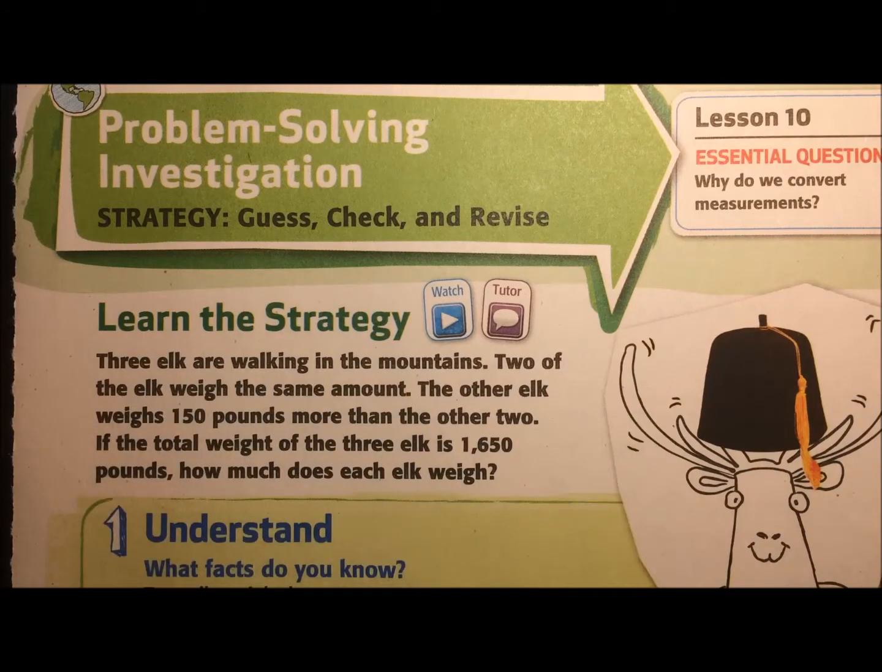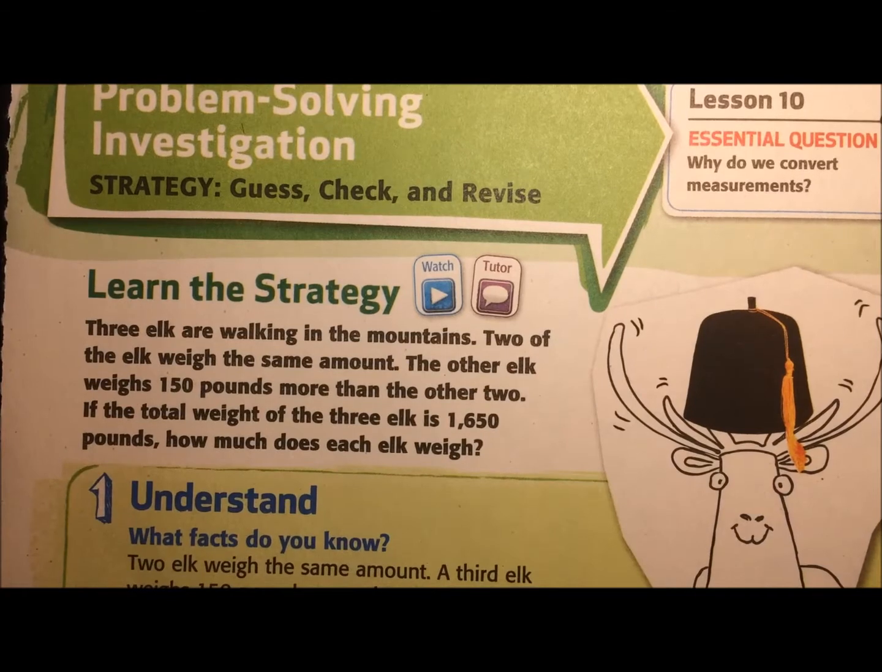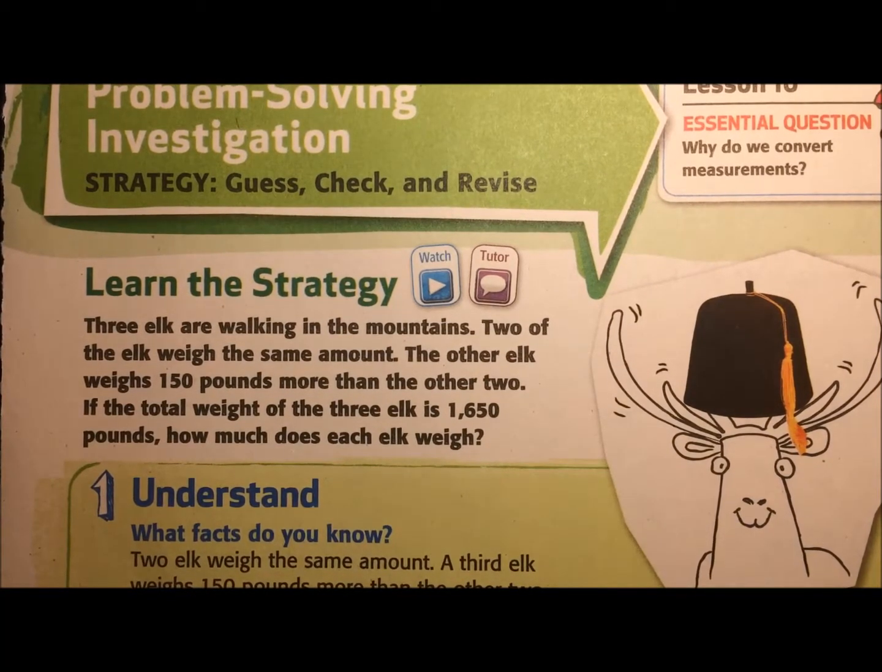3 elk are walking in the mountains. 2 of the elk weigh the same amount. The other elk weighs 150 pounds more than the other 2. If the total weight of the 3 elk is 1,650 pounds, how much does each elk weigh? Okay, so that's kind of a lot to take in, so let's go through it slowly.